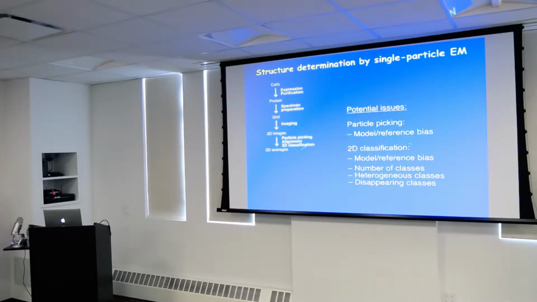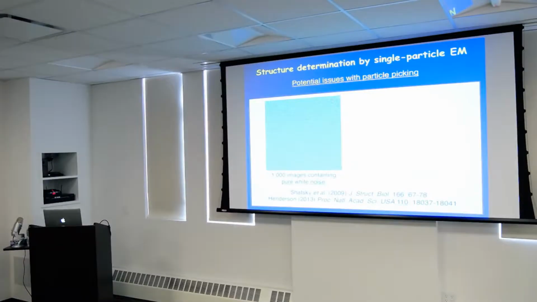And then if you do 2D classification, again you have to deal with model bias, but there are also a bunch of issues that you have to deal with. Again, this is the way that we used to do it. 2D classes are much less important than they used to be. But at the time, it was actually important to get very nice 2D averages that we could then use to get an initial 3D model that would be reliable, that we could then refine to higher resolution.